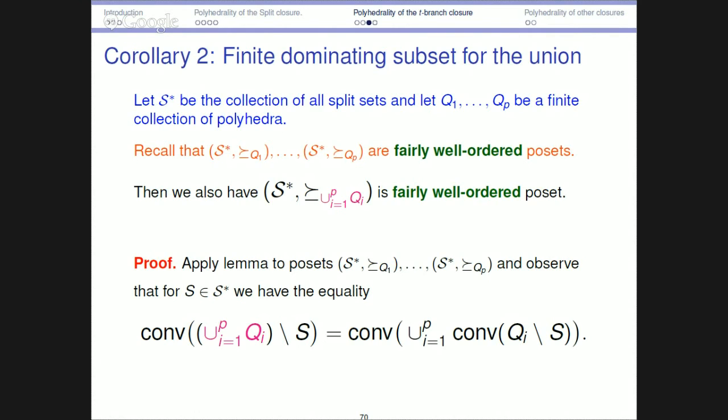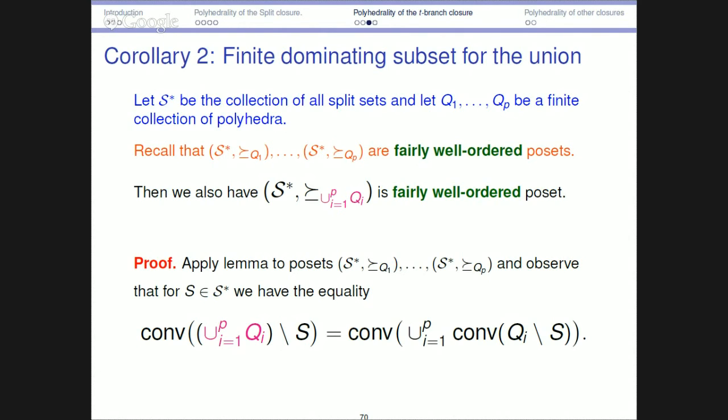So where is this coming from? Also from the lemma, this Cartesian product thing. And if you want to notice, you have these orders, and this order that is given by the union can be written in terms of the order given by every polyhedra Qi. But the proof is not important. The thing is that given that you have a finite dominating subset for every polyhedra, you can find a finite dominating subset for the union. That's the thing that we need to remember for later.